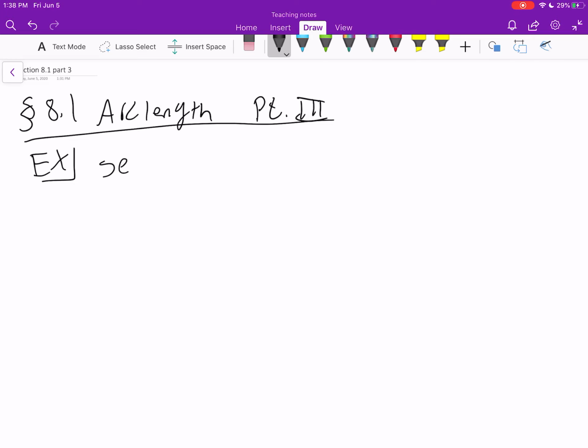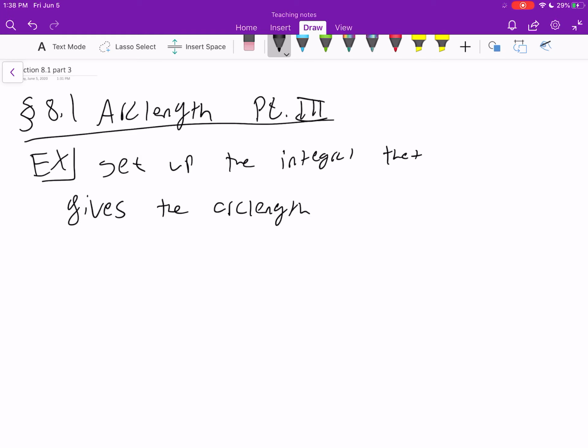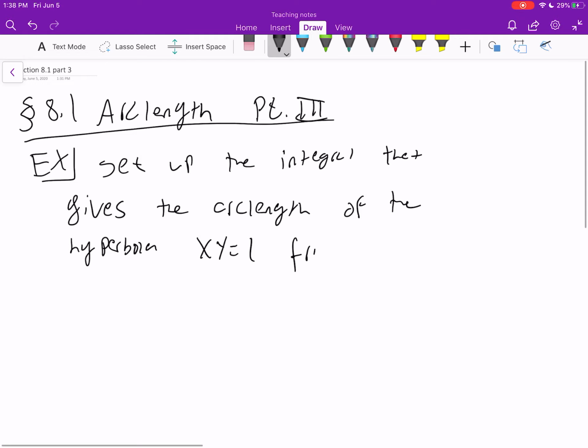So we're going to set up the integral that gives the arc length of the hyperbola xy is equal to 1 from the point, let's see, so we're going to go from (1, 1) to (2, 1/2).